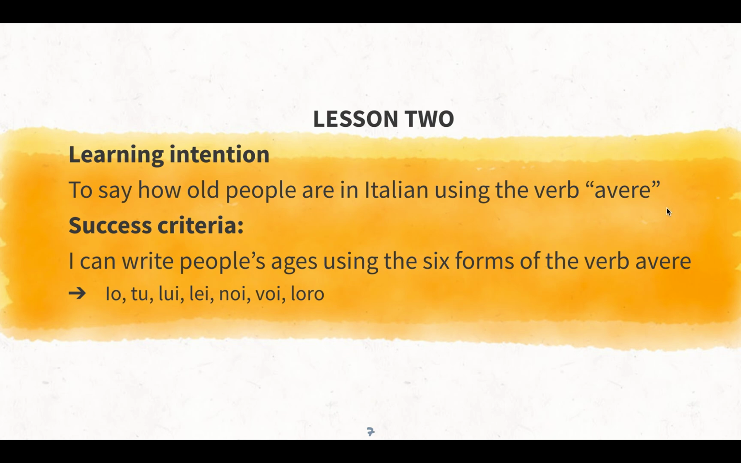Success criteria. If you've learnt well this lesson, you will be able to write people's ages using the 6 forms of the verb avere, which are io, which means I, tu, which means you, lui, he, lei, she, noi, we, voi, you all, if there's more than one person, and loro, which means they.